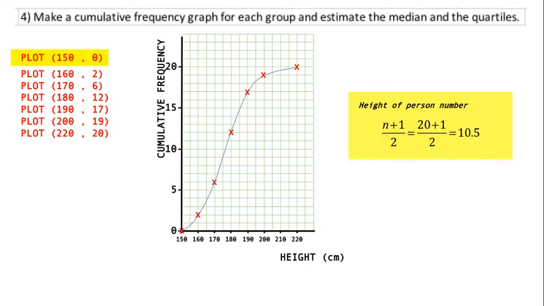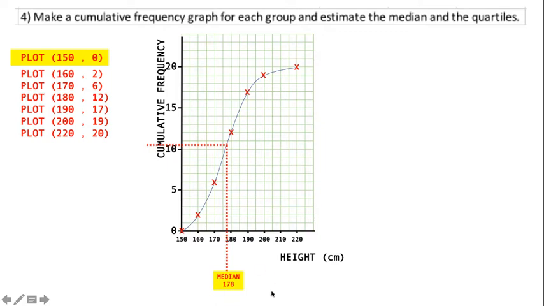And then the next bit of the question was to estimate the median and the quartiles. So remember, the median is the middle person, which is person number 10.5, as we discussed. So we can read that off the graph and say, there's person number 10.5. If we read across until we hit the line and then read down, that person is approximately 178 centimeters. So we can use the cumulative frequency curve to estimate the median. The middle person has a height of 178 centimeters.